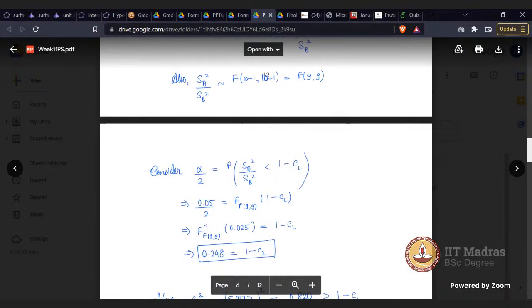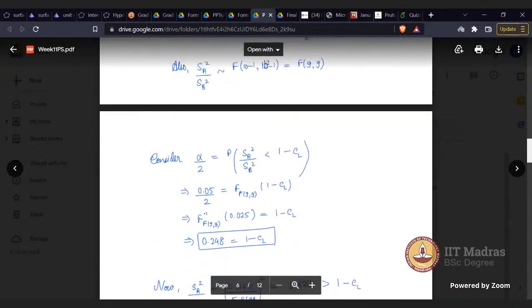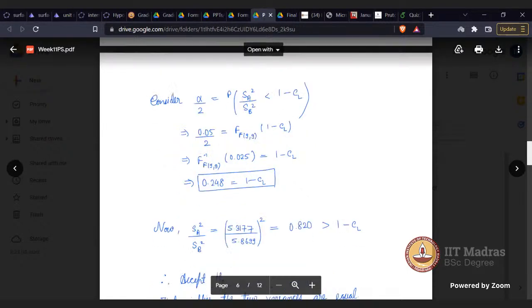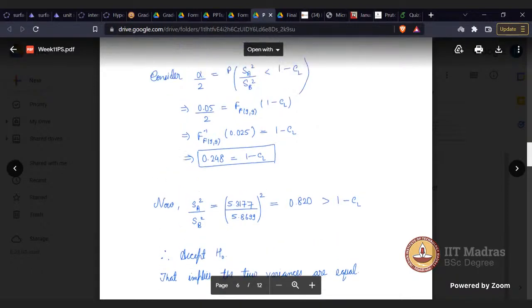Now I can take any one of them. Here we have taken the second one, that is SA square upon SP square less than 1 minus CL. So alpha by 2 is the probability that SA square upon SP square is less than 1 minus CL, given H naught is true. We have obtained 1 minus CL to be 0.248. If we find SA square upon SP square from the samples, it is equal to 0.820, which is far greater than 1 minus CL. So we cannot reject our H naught; we will accept H naught.